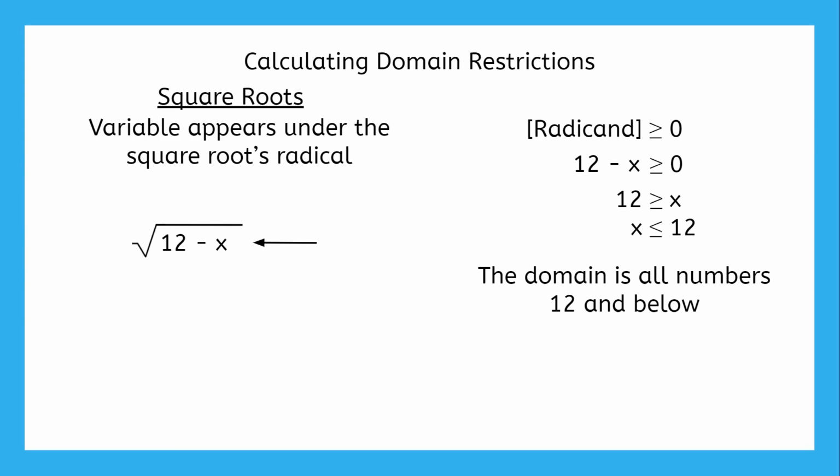But why can't we use anything higher than 12? Let's try using 13 as the input. 12 minus 13 is -1, and the square root of -1 is... that's why. If we use an input bigger than 12, we end up with the square root of a negative number, which isn't possible. So again, the domain restriction told us what inputs do work with the function, while telling us not to use the ones that won't.